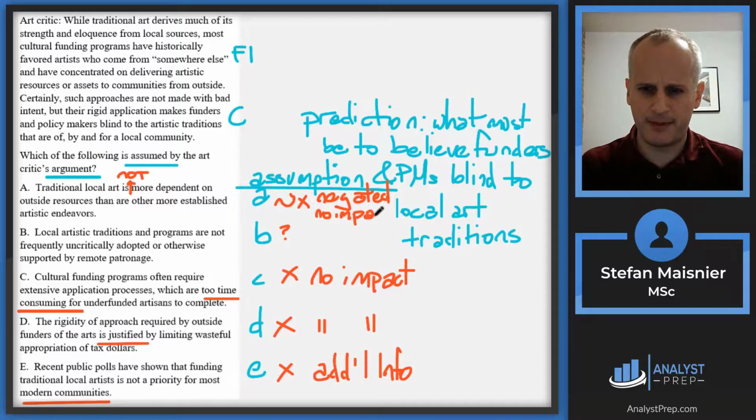So that leaves us with the curiously phrased choice B, and oftentimes the best negation tests are the ones where you could just get rid of that double negative. So if we say that local artistic traditions and programs are frequently uncritically adopted or otherwise supported by remote patronage, well, remote patronage would be those outside funders. And if these local traditions and programs are uncritically adopted on a frequent basis, they're not blind to the local art traditions, they're actually supporting them.